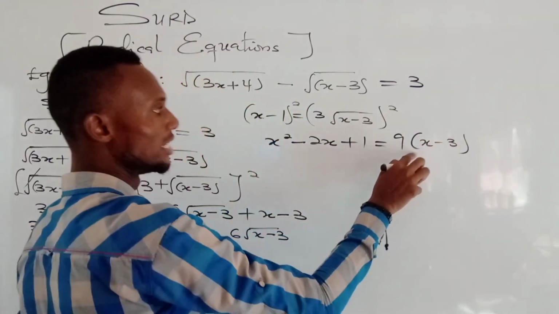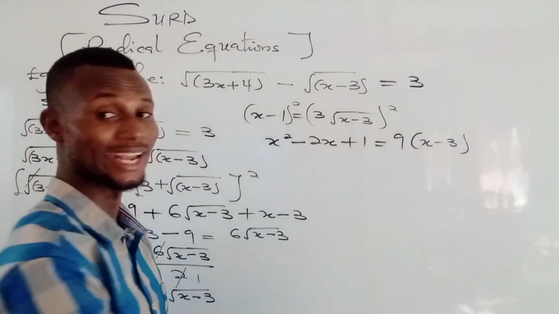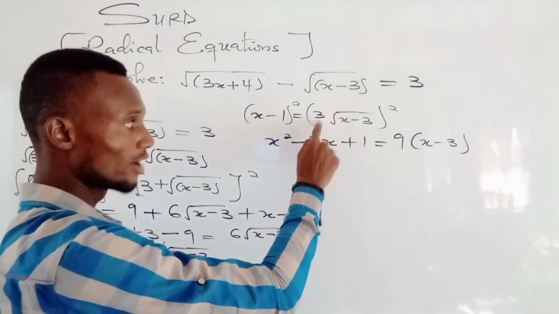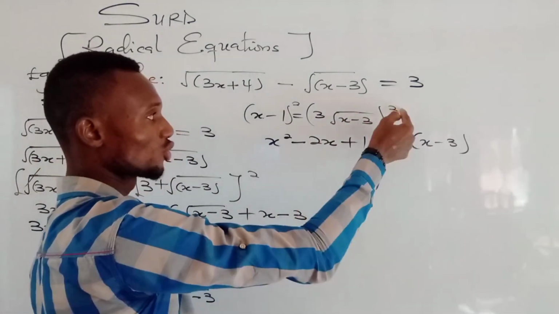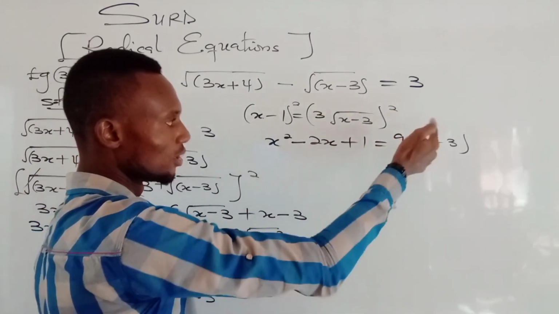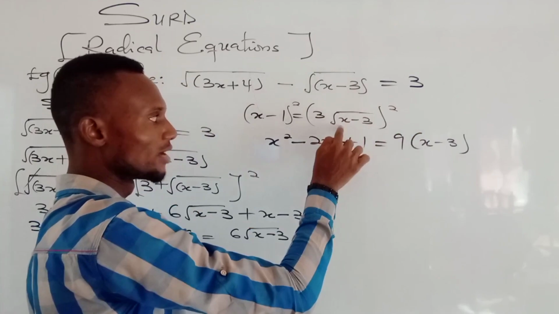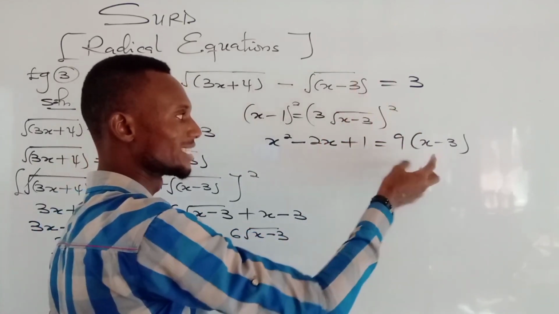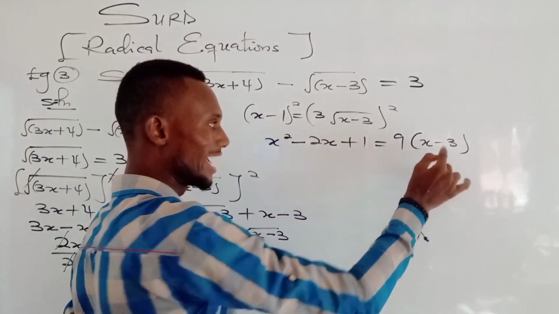The 9 needs to multiply the s minus 3. That's how I put it into brackets, because the 3 here was multiplying the root of s minus 3. So squaring the 3 gives us 9. The 9 will multiply what we get when we square the square root of s minus 3, as well. That's why we have 9 into brackets s minus 3.